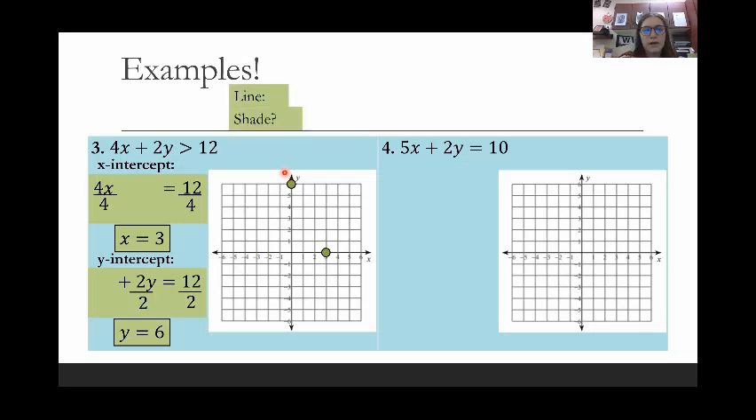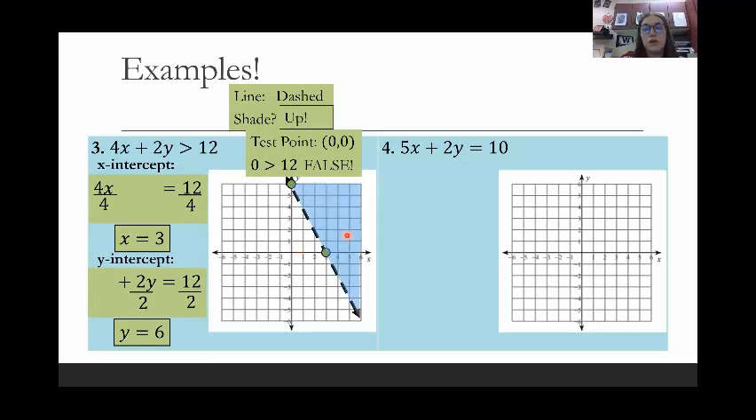Now let's think about our line. If it's just greater than, then we have to use a dashed line. And then for shading, again, let's think about a test point. If we plug 0, 0 in, remember 0, 0 is right in the middle here, we would get 0 is greater than 12. Well, 0 is not greater than 12, right? So that means we want to shade the opposite direction of where that test point is. In this case, we would shade up. So I'm going to shade all of this, which is what this inequality says, greater than, and we shade it up. But we had to check to make sure that we wouldn't have had to flip that sign around.